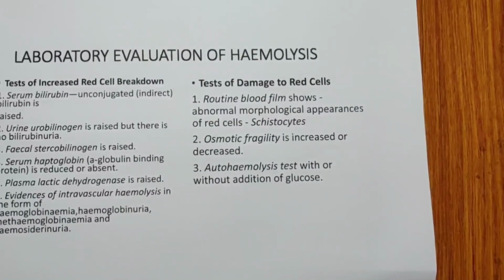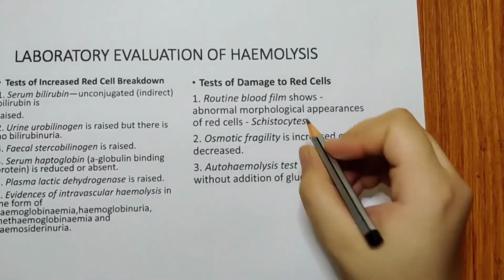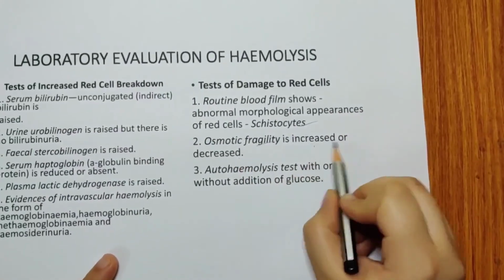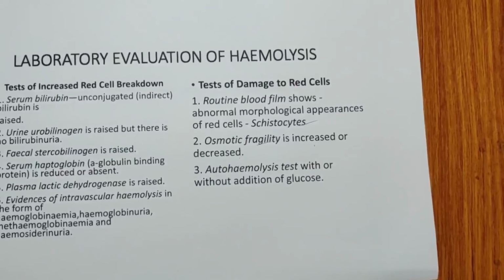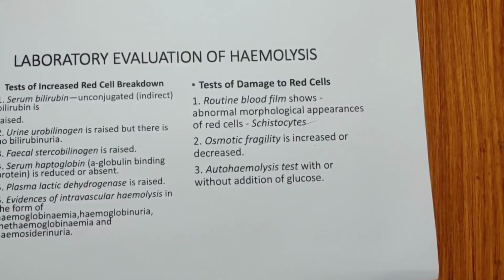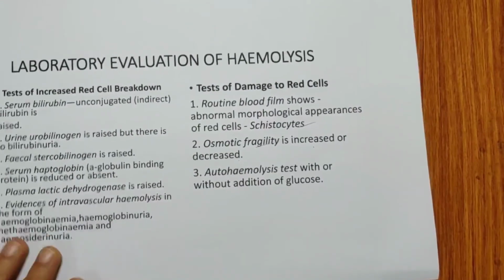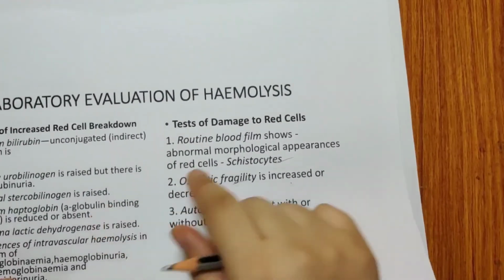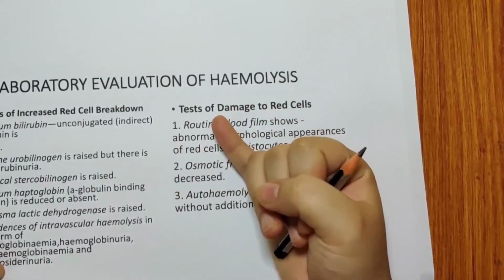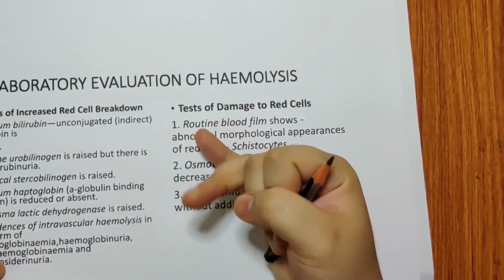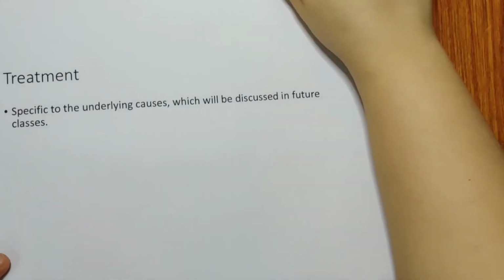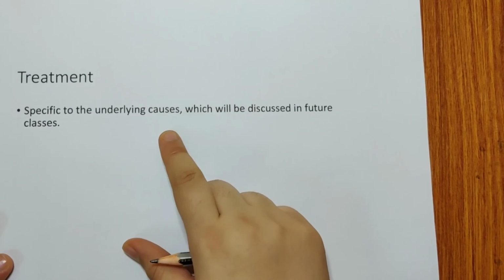So we do a routine blood film. In the routine blood film, you will see the cystocytes. Osmotic fragility is increased or decreased. Then the hemolysis test, which can be done with or without the addition of glucose. So after we do these tests, we come to know whether there are increased RBCs being broken down, or the damage to the cells can also be evaluated. What is the treatment? Treatment lies specific to the underlying cause.